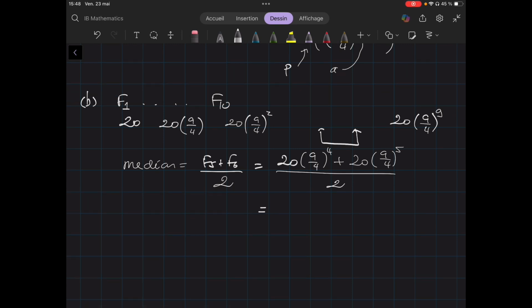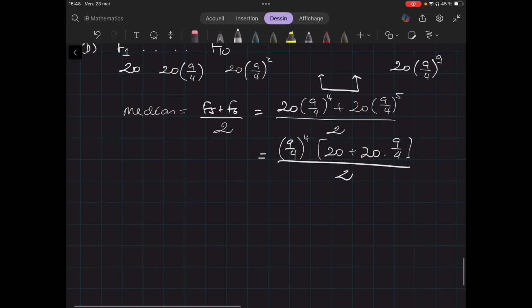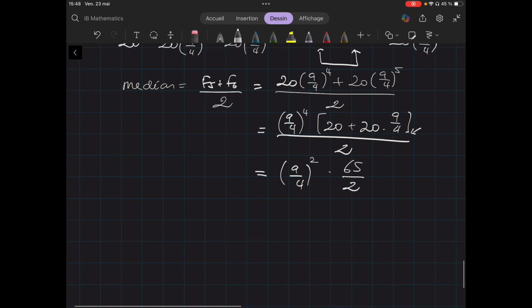Since our answer is a constant times 9/4 to the 4, we have to factor that 9/4 to the 4 out. And then we're left with 20 plus 20 times 9/4, divided by 2. And this term then simplifies to 65 divided by 2. Hence, Q is equal to, that's a 4, 65 divided by 2.